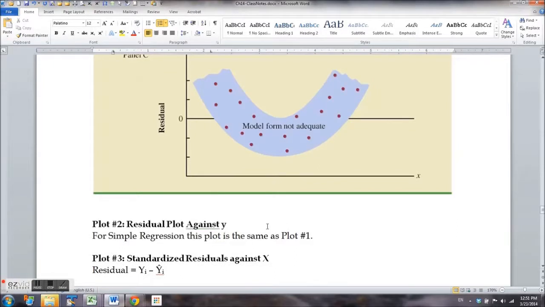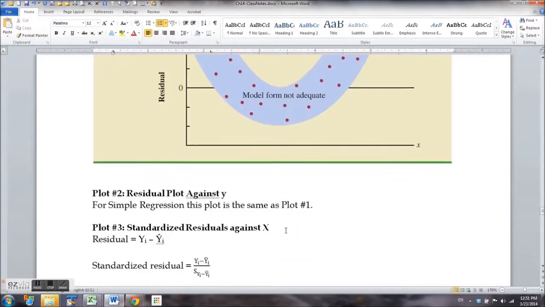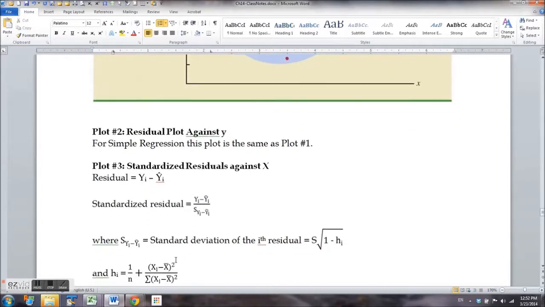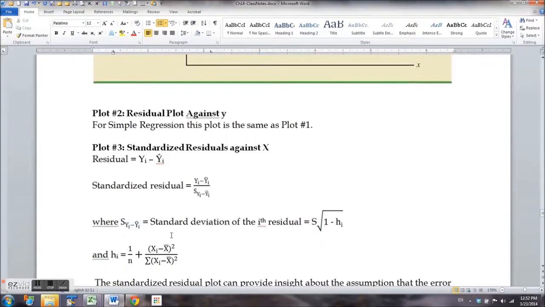Now the second plot is pretty much the same as the first plot, as I already mentioned in the case of simple regression. Now the third plot is you take the residual and you divide by the standard error of residual. And the standard deviation of residual is given by s times square root of 1 minus h sub i, where h sub i is given by this formula. Now when we run regression analysis and data analysis, Excel automatically generates the standardized residual. So we don't have to make all these computations. We'll get the value of standardized residuals automatically.